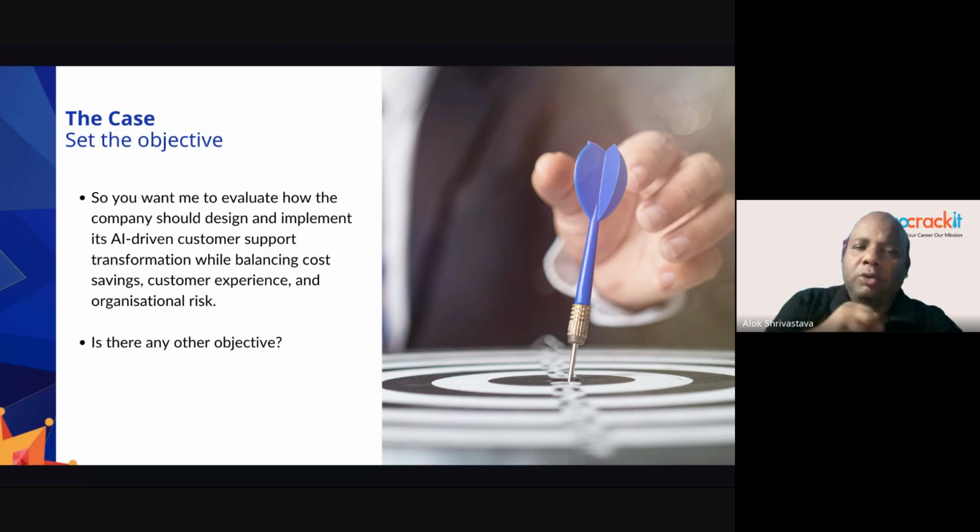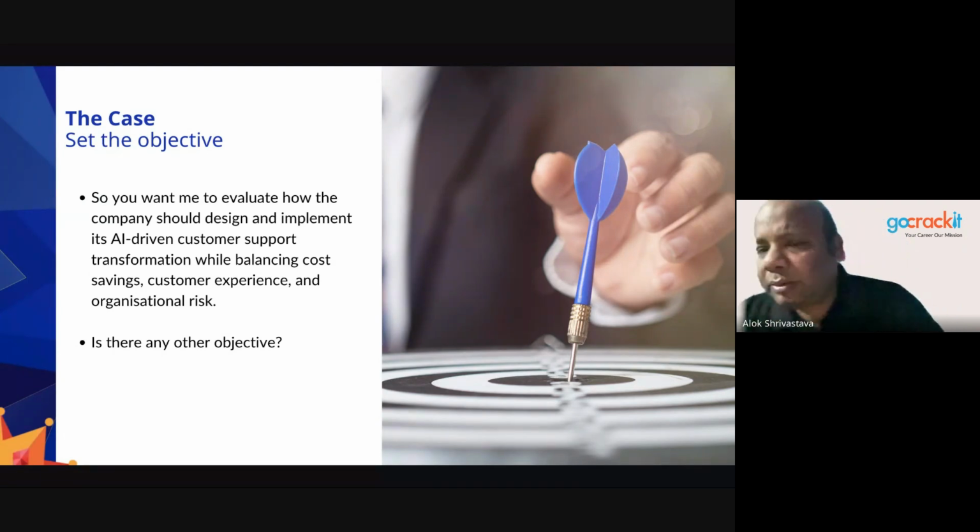So you should ask something like that: you want me to evaluate how the company should design and implement its AI-driven customer support transformation process while balancing cost saving, customer experience, and organizational risk. Is that what you want me to do? Or is there anything else or anything additional you want me to do?